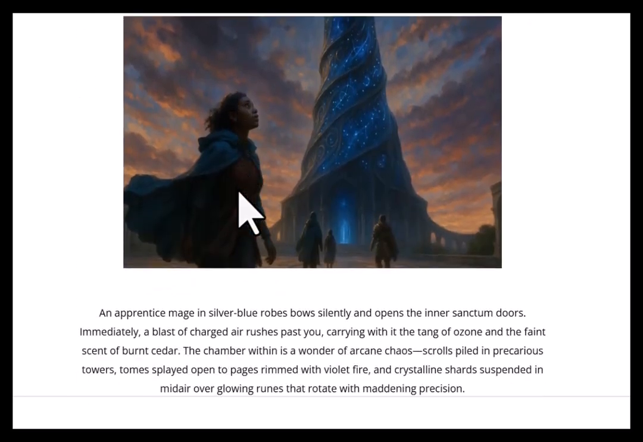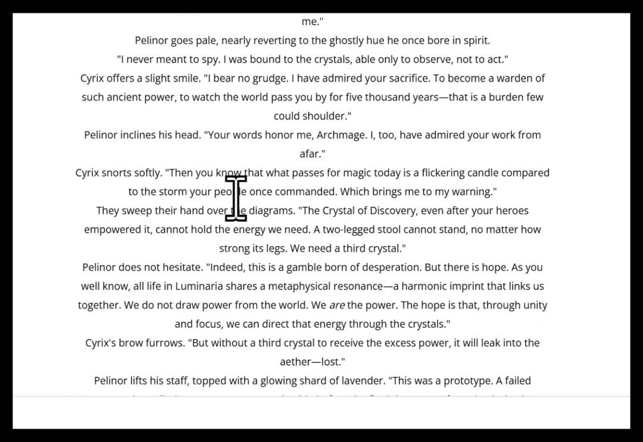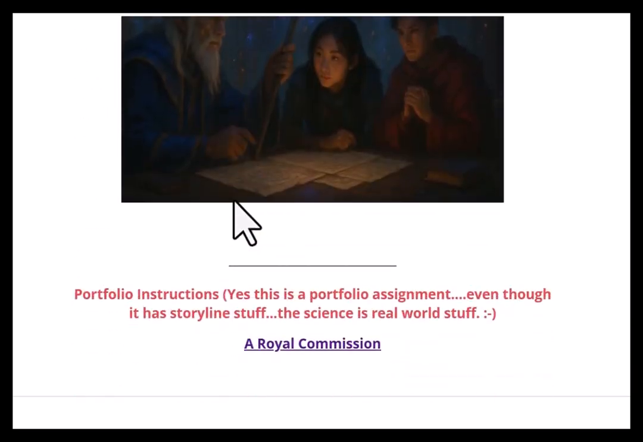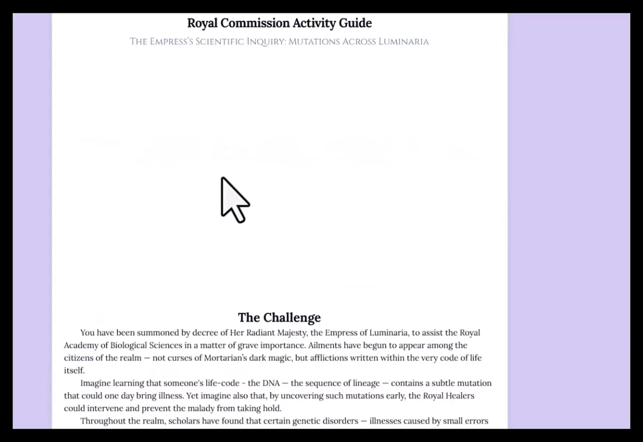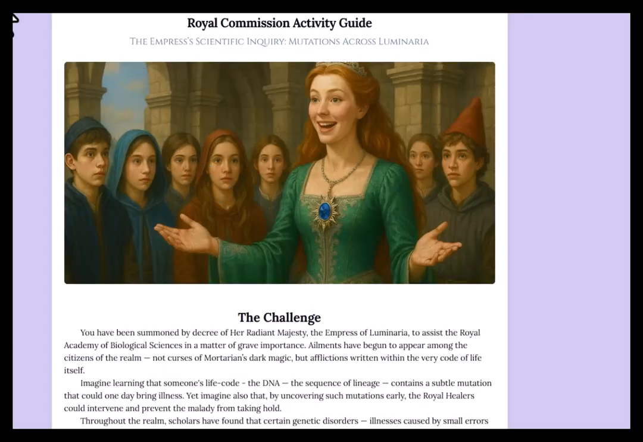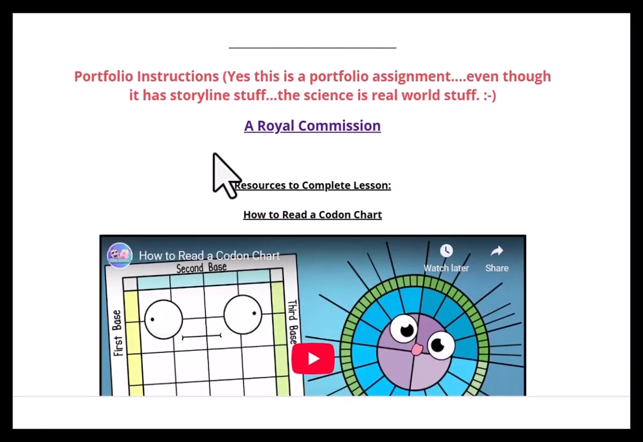This is the next chapter in the Battle of Luminaria storyline. You can read that. If you're not into that, you can just scroll past it. So down here, I'm just going to tell you what the resources are, and then I'll show you how to use them in a minute. This is a direct link to the portfolio worksheet, Royal Commission. Okay, that will open up that, but we're going to go back to the lesson introduction page. I'm going to show you what's here.